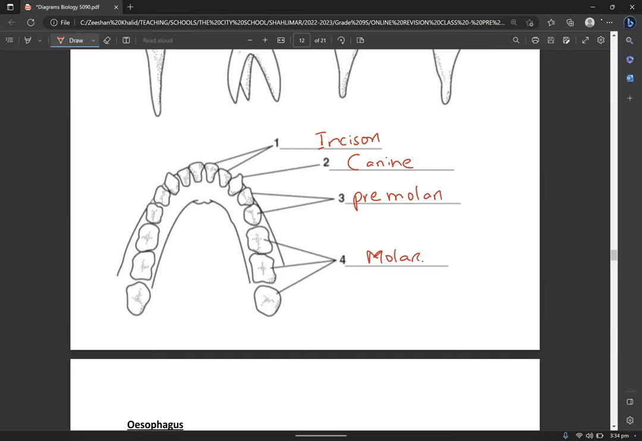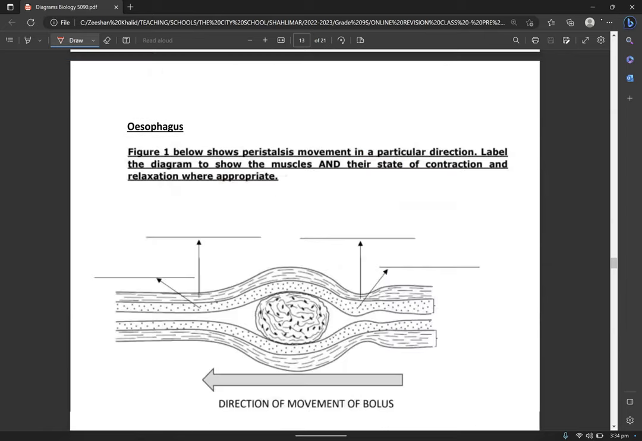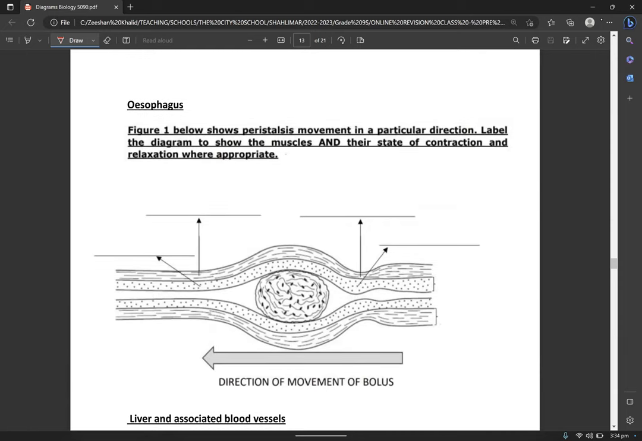Okay. Achha ji. Phir uske baad, we come to the peristalsis, okay? Figure 1 below shows peristalsis movement in a particular direction. Label the diagram to show the muscles and their state of contraction and relaxation. So muscles ka bhi batayin aur unki state bhi batayin. Direction of movement usne ye di hui hai, which means behind the bolus right side hai.